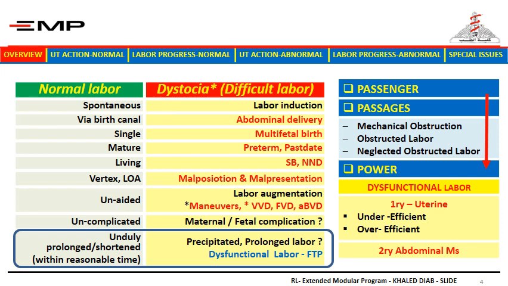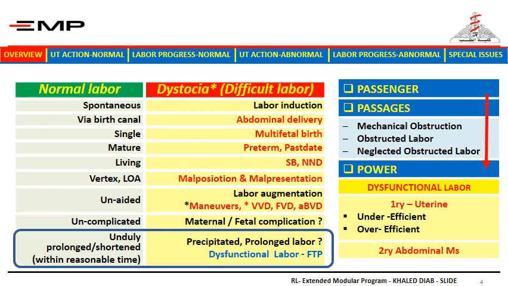The 3 basic P's which affect labor progress are shown. Dysfunctional labor represents a power default, which may be mainly primary or secondary as shown, and will result in prolonged labor or failure to progress.